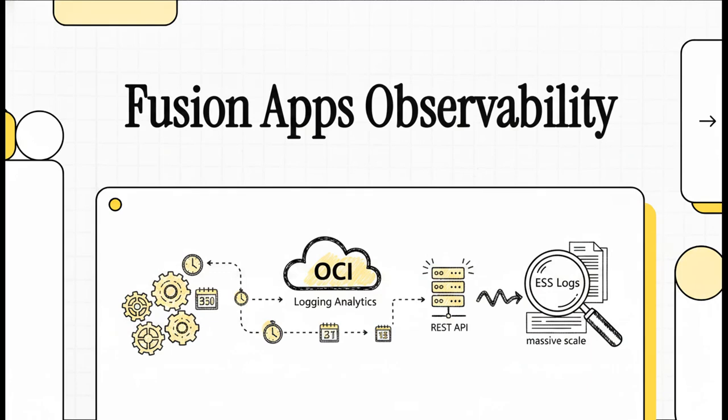So if you're managing enterprise-scale IT operations, you already know the deal. Keeping tabs on scheduled processes can quickly become, well, a massive headache-inducing chore, right? Today, we're looking at a genuinely brilliant solution for Oracle Fusion Applications Observability.